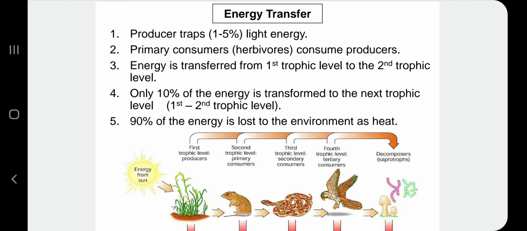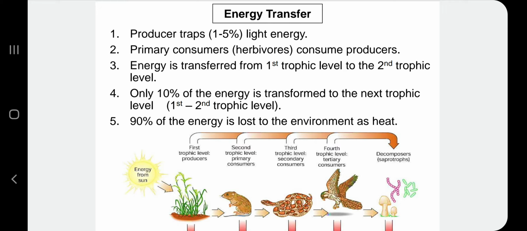So, the producer will trap 1 to 5% of light energy. Usually in theory, in your syllabus, we just take 1%, unless the question gives a percentage like 1.5 and so on. So, follow the question. But if it's not stated in the question, you just take 1%, okay?